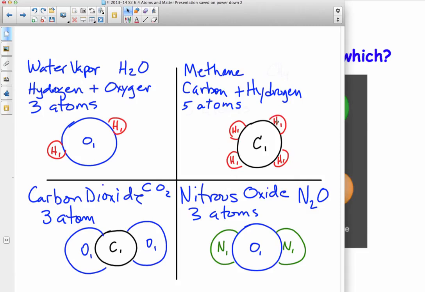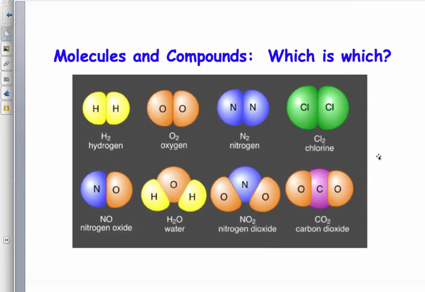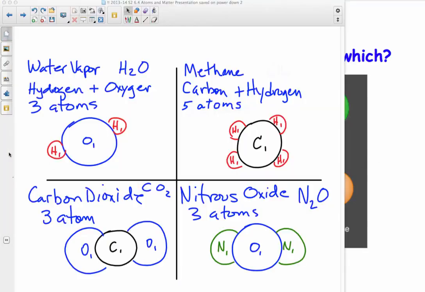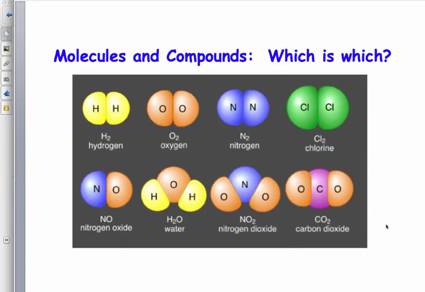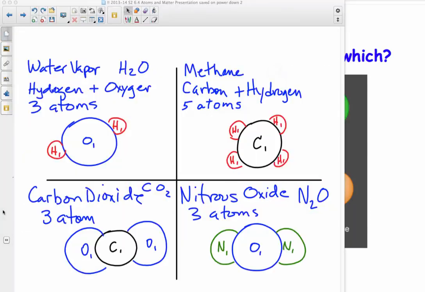Here's methane. You didn't see this guy on this slide right here. Methane's not here. But here's methane. And so methane is a particle that has five atoms that come together to make this molecule. And this is, again, a molecule that makes up a compound, as does carbon dioxide, which you looked at in this sketch right here. Here's carbon dioxide, as does nitrous oxide, and you looked right here.